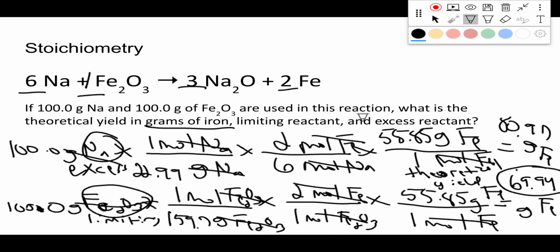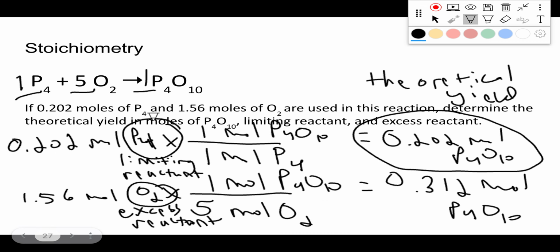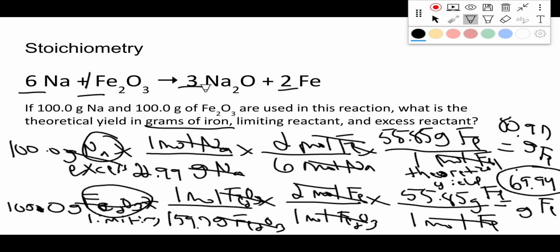Be sure that you go back and become comfy with knowing how many steps. This one was just 1 step because it was mole to mole. So I started with moles, I went to moles. It's just the mole ratio step from the balanced equation. Sometimes it could be a 1, 2, or 3 step calculation. You just have to figure out which one it's going to be.